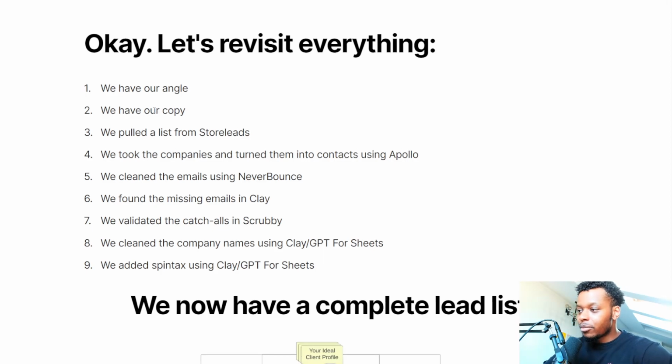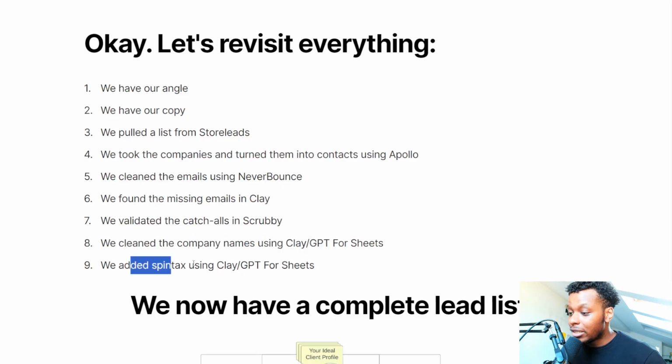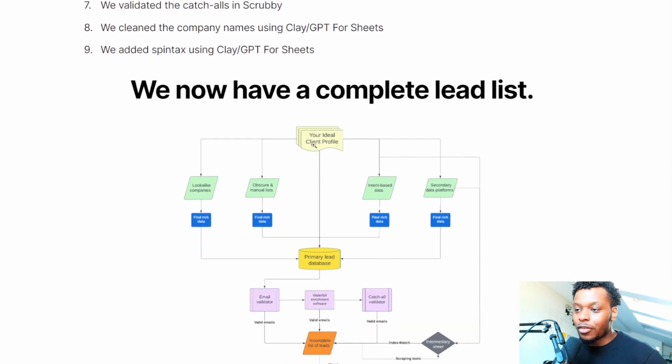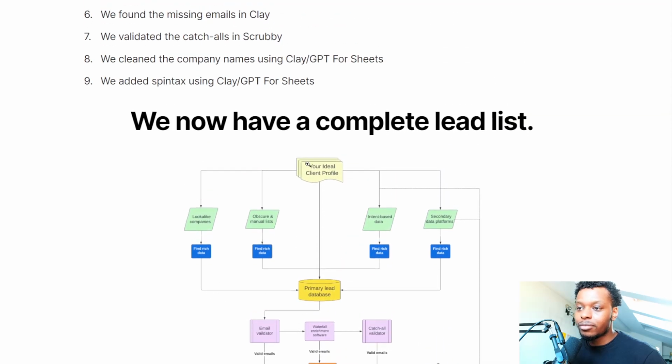All right, home stretch. Let's revisit everything. We have our angle, we have our copy, we pulled a lead list from Store Leads, we took the companies and turned them into contacts, we cleaned the emails using NeverBounce, we found the missing emails in Clay, we validated the catch-alls, we cleaned the company names using Clay and GPT for Sheets, we added spin tags using Clay. We've done everything. We have a complete lead list. This whole thing is done.